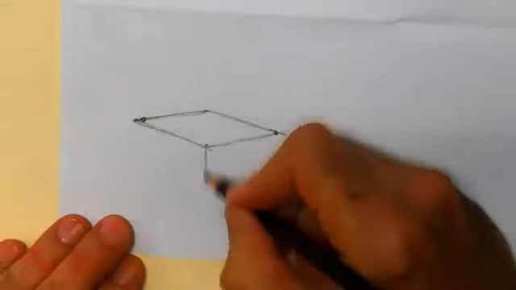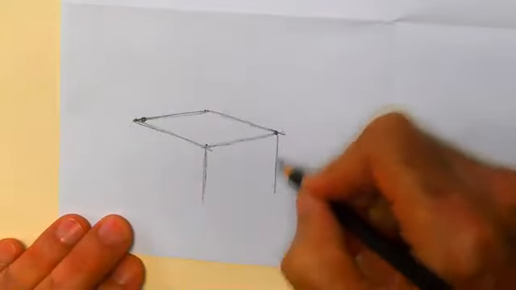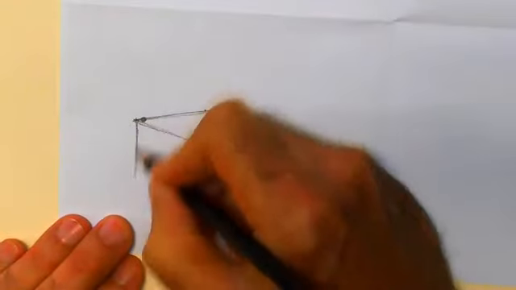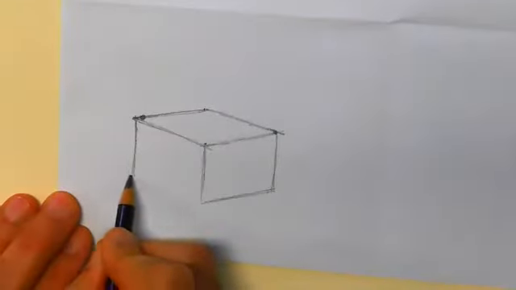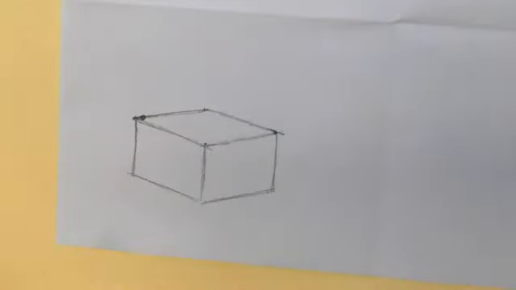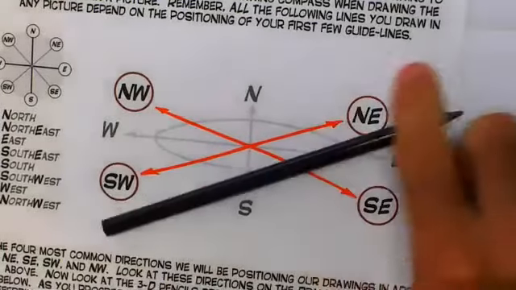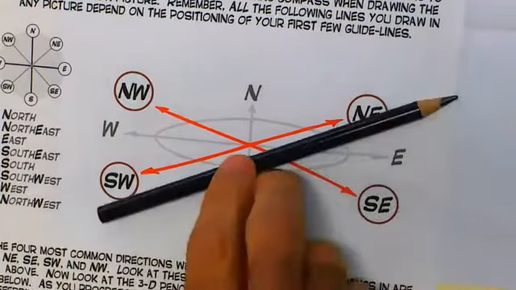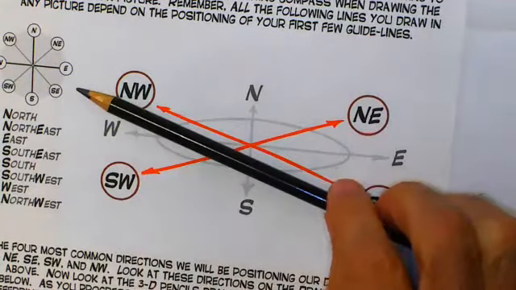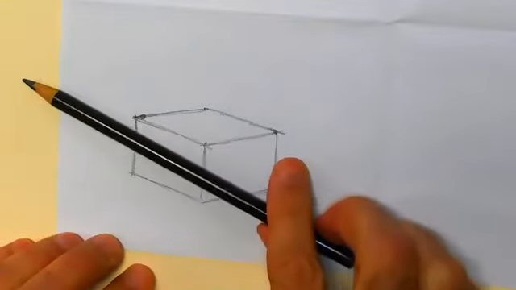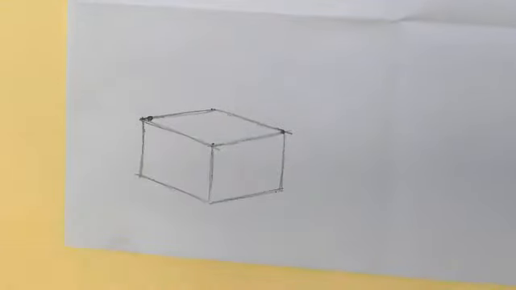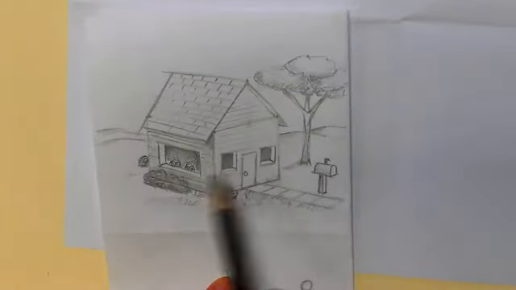So I'm going to go straight down, straight down, straight down, northeast, northwest. If you remember your northeast and northwest direction lines, here we go again. Northeast goes this way, and northwest goes this way. Northeast, northwest. All right? So I'm going to start this house on a box, and you can see that there's just a box part down here.